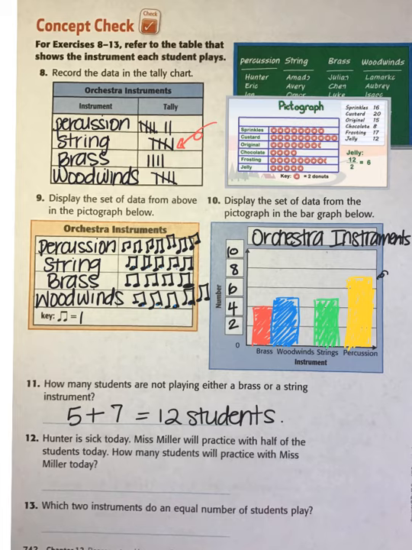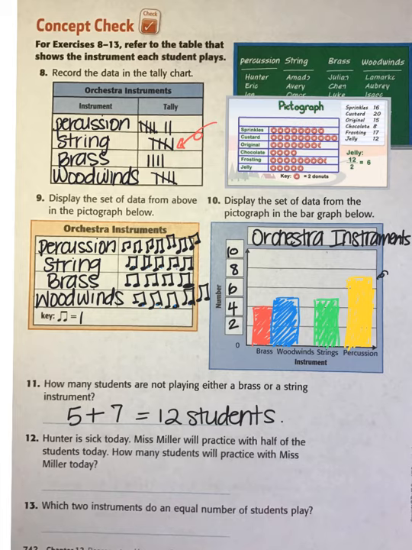Okay, number 12. Hunter is sick today. Miss Miller will practice with half of the students today. How many students will practice with Miss Miller today? Okay, so this is a two-part question. The first thing we need to do is count how many students total.